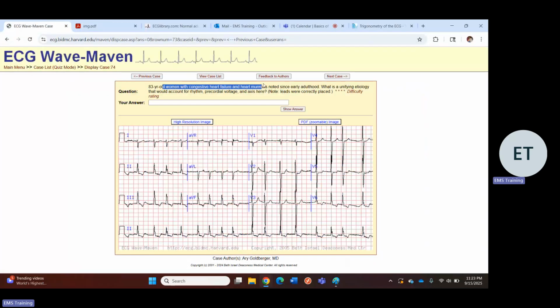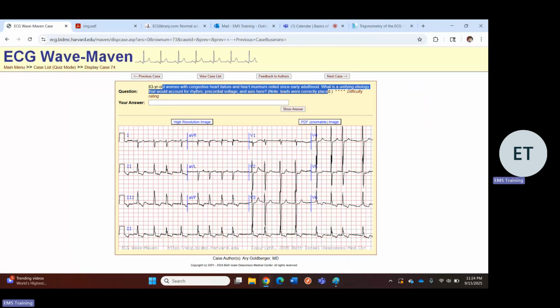83-year-old woman, congestive heart failure and heart murmurs noted since early adulthood. What is a unifying etiology that would account for the rhythm, the precordial voltage, and axis here? Note the leads were placed correctly. Oh, okay.